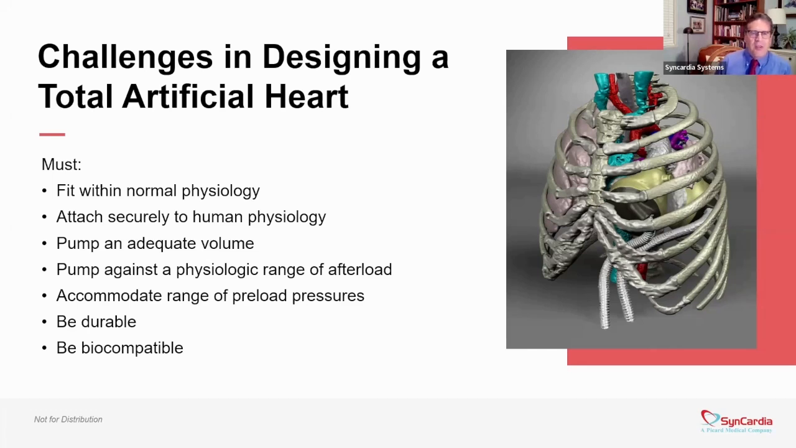Speaking of patient activities, it needs to pump an adequate volume of blood against a physiologic range of afterload and be able to accommodate the range of preload pressures that come into the heart during exercise and such. It needs to be biocompatible, of course, and above all, it must be durable. A typical heart will beat around 40 million times every year, to give you some idea of the range that we need to accommodate with an artificial heart.